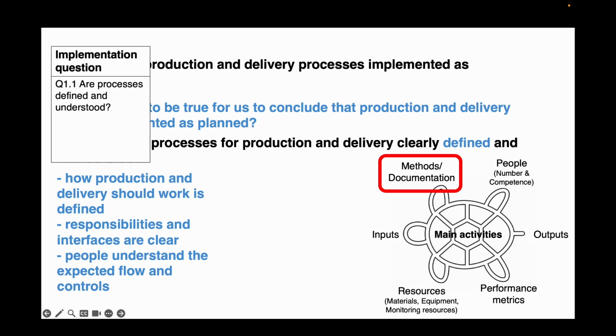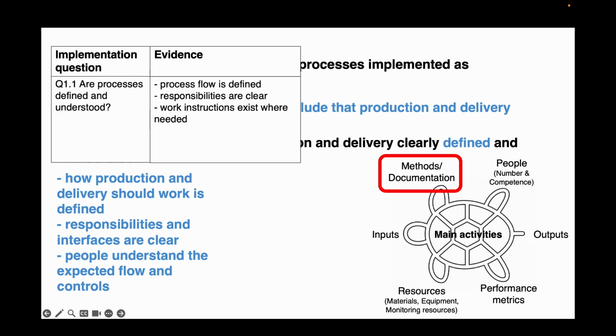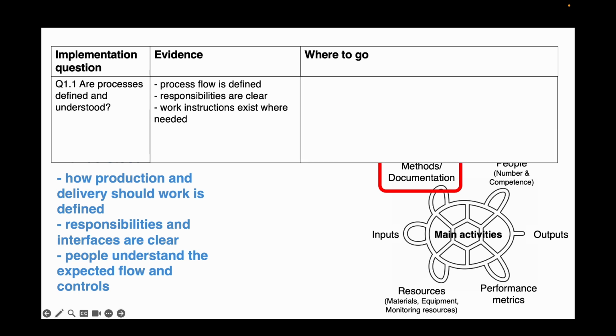And then I ask, so what evidence would help me answer that? So I may need to see the process flow. I may need to see responsibilities and interfaces. And I may need to confirm that people understand how the process is supposed to work. Now, once I know the evidence I need, I can decide where to go during the audit. So I can go to engineering.